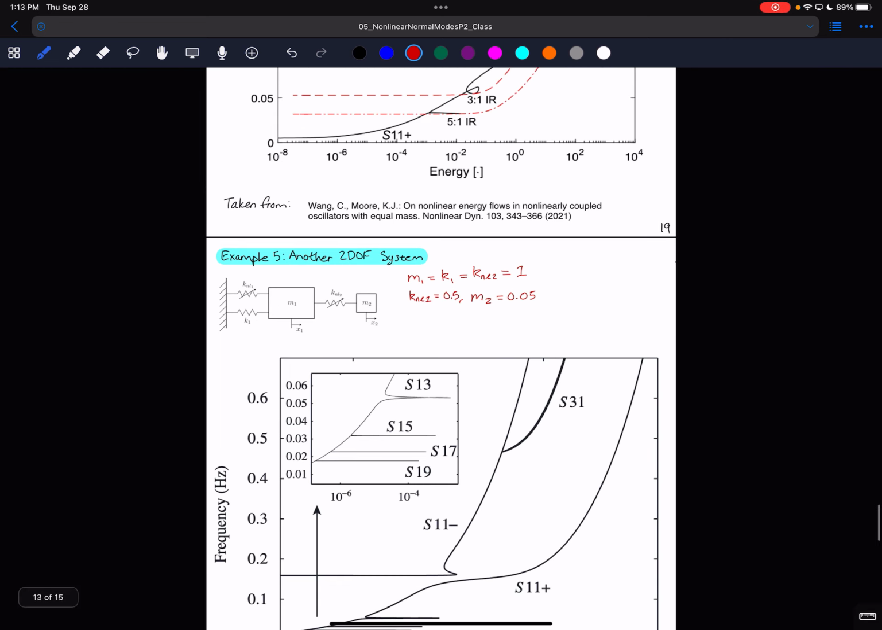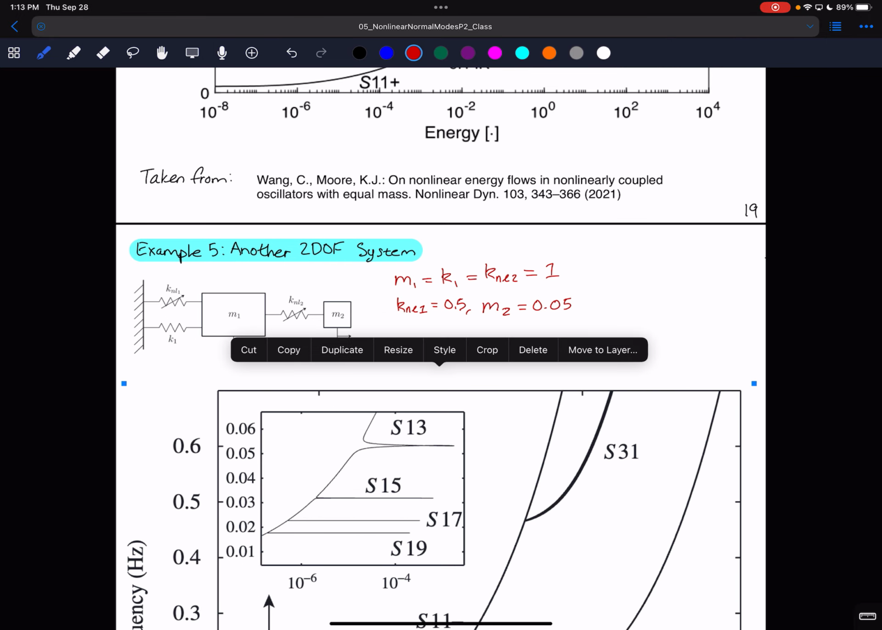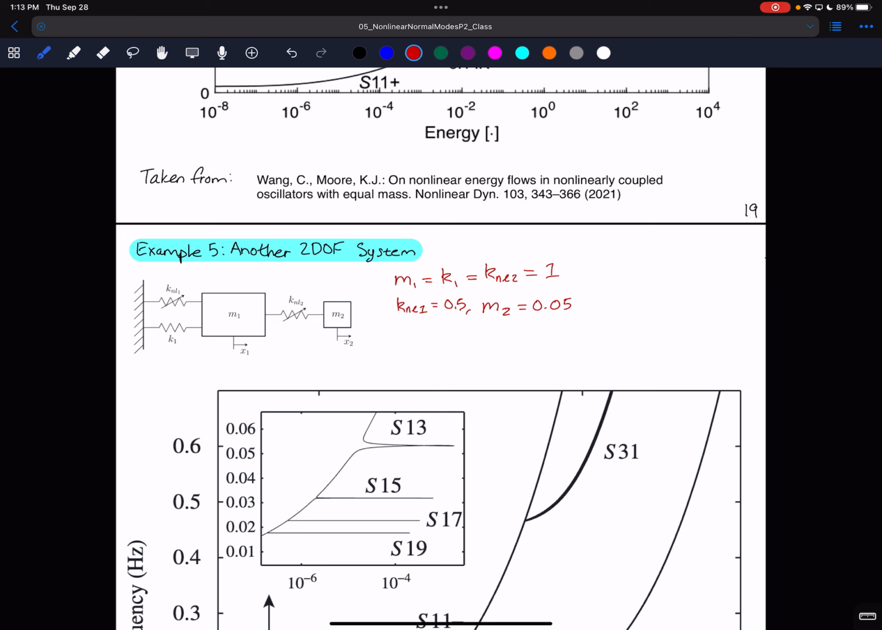And this is a third power? Yeah, both of these are cubic terms. The KNL1 and KNL2 are both cubic, yeah.